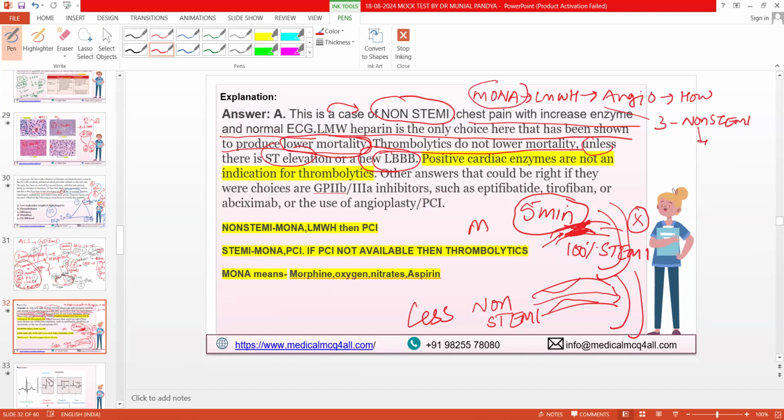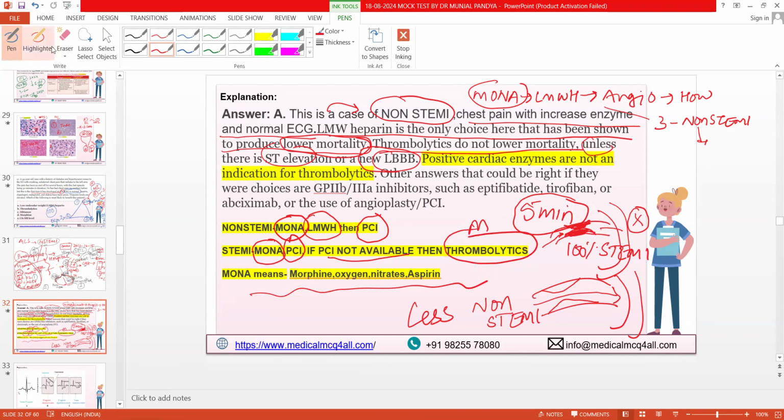So first give the MONA. What is the difference between this and this? In non-STEMI, MONA here; in STEMI also MONA. So MONA is the same. Can you see this picture? It is an excellent one-liner slide I made. Non-STEMI, I have written here low molecular weight heparin. That is the answer. And then you do the angioplasty. And here the change is little. In STEMI, first MONA, then directly go for the PCI if your hospital has the facility. If PCI is not available in your hospital, then go for the thrombolytics. And MONA is common with this. That's it. So this is what the thing is.